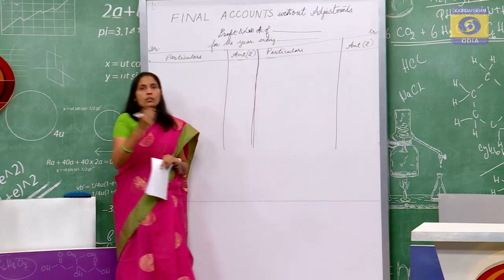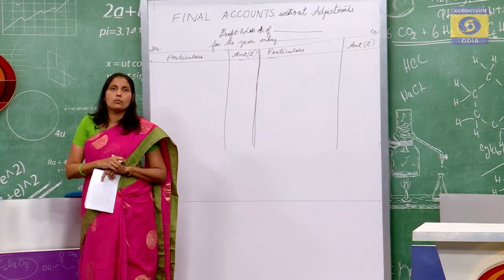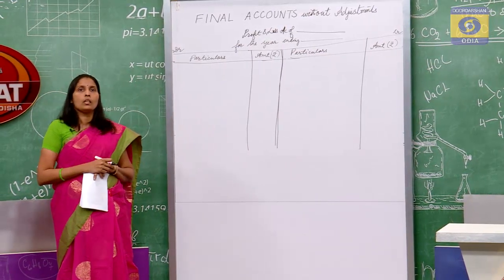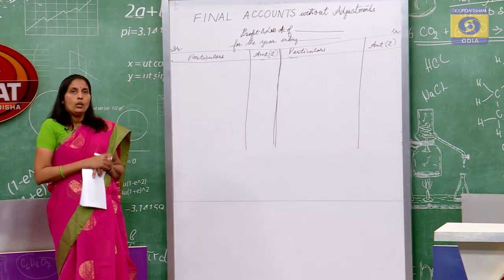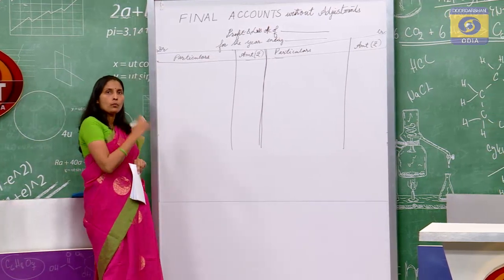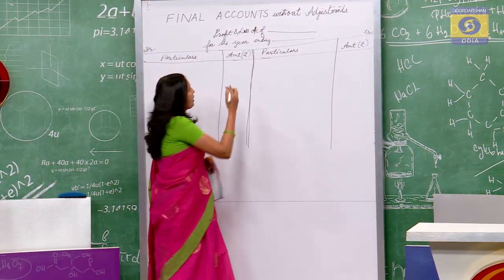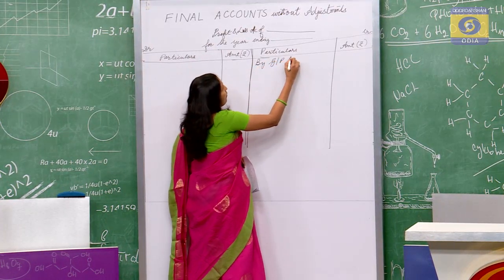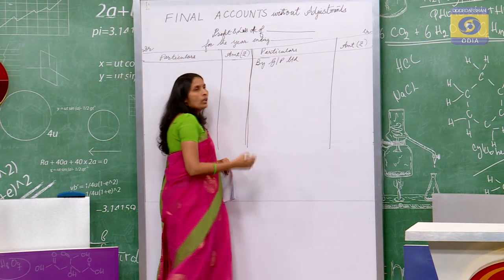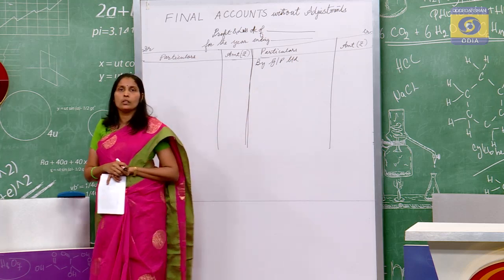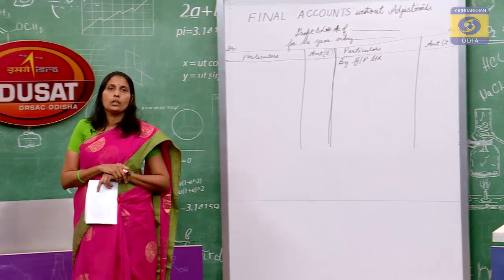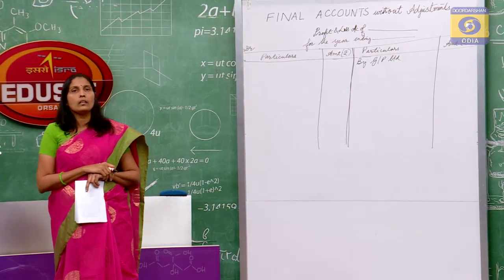Now, let us take a look at the items that appear. Students, it is an extension of the trading and profit and loss account. So, if we have a gross profit, it will be transferred to the credit side. By gross profit brought down from the trading account, we will write the figure over here. Next, let us come to the debit side. What are the items? To salary.